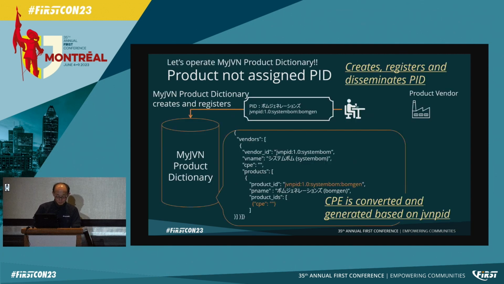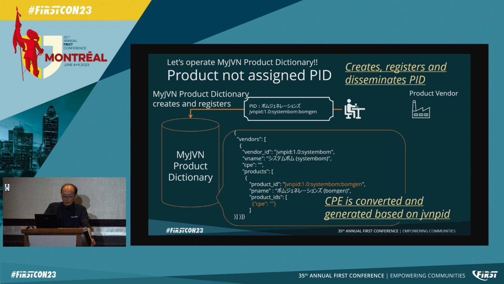First case. In case of a product not assigned a PID, the MyJVN Product Dictionary acts as a tag generator, registration, and dissemination site of the PID for the products. For products that do not have a product identification assigned yet, the MyJVN Product Dictionary generates and assigns a unique PID.